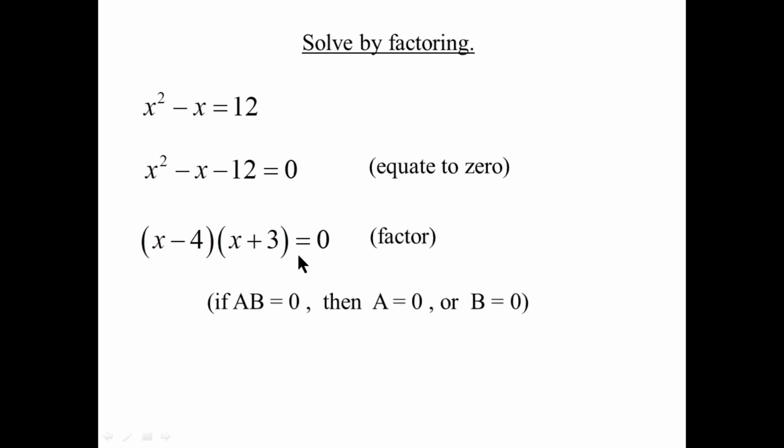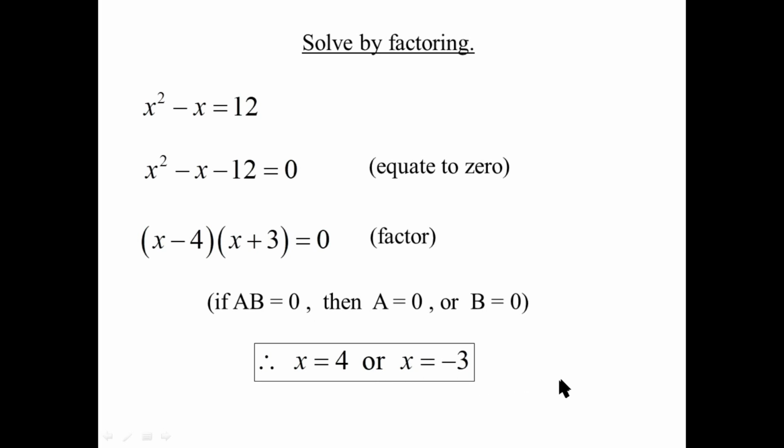Then we note that if a product is equal to 0, if AB equals 0, then either A equals 0 or B equals 0. If you think about it, 0 times B would be 0. So here we set this up so that it's AB equals 0. So we set these factors equal to 0, at least mentally, and say x minus 4 equals 0, therefore x equals 4. Or possibly, if we said x plus 3 equals 0, x would equal minus 3. That's the idea of solving by factoring.